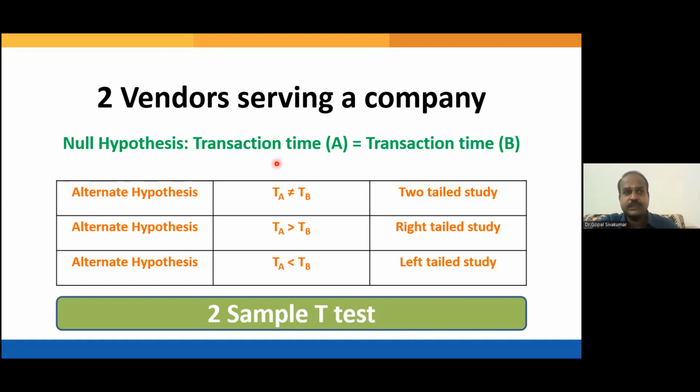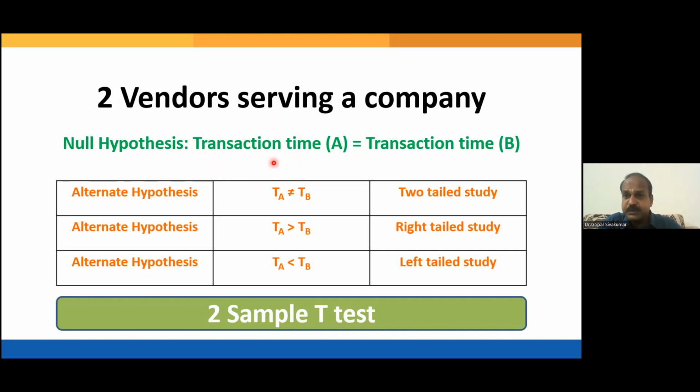Now transaction time is again continuous data. What is your option now? Whichever vendor consumes less time to complete the job, you will probably prefer such a vendor, isn't it? Am I right? So the vendor with the lower transaction time, you will renew the contract. And the vendor with the higher transaction time, you are going to cut the relationship.